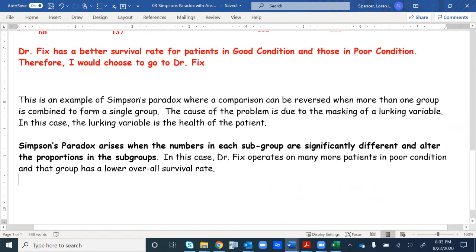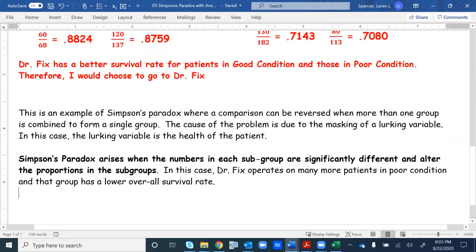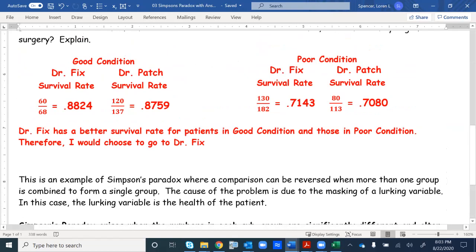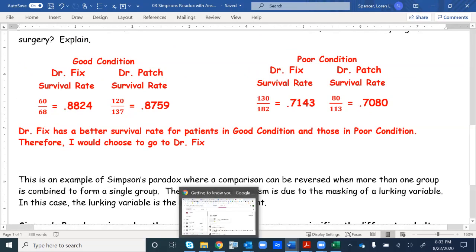All right? So Simpson's paradox arises when the numbers in each subgroup are significantly different and alter the proportions in this subgroup. In this case, Dr. Fix operates on many more patients in poor condition, and that group has a lower overall survival rate. So it happened because we combined groups, and this will occur when one group is significantly larger than the other groups, and we try to combine them together to make a comparison. Very special case, very cool, will show up on your test. Thank you.